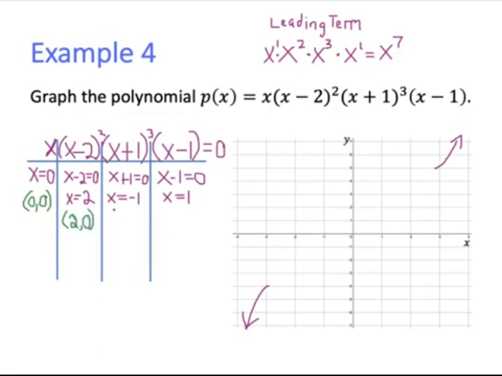At x equals -1, we're going to have the point -1, 0. At x equals 1, we're going to have the point 1, 0. And so let's go ahead and plot those points. So here's the point 0, 0. We have the point 2, 0. We have the point -1, 0. And we have the point 1, 0.